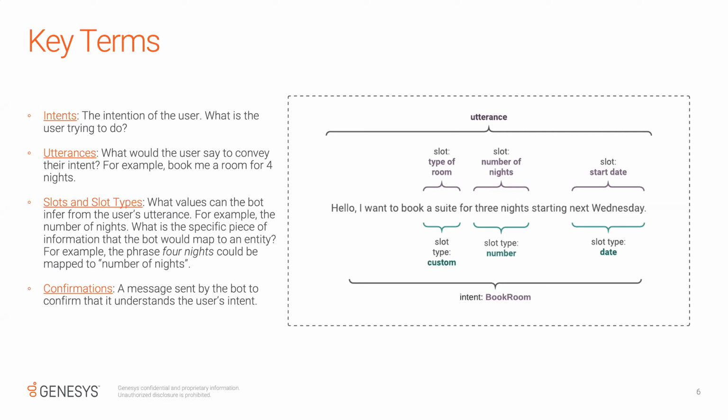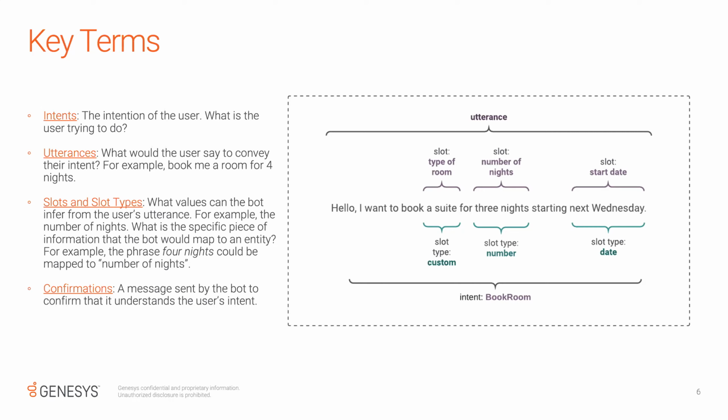So there are slots that need to be filled. There are certain things, almost like making a function call in a programming language. There are certain parameters needed to book a room. Those in bot terminology are slots, and we have to fill those slots with data in order to perform that intent. In this case, we have a couple of slots. We have a custom slot for the type of room. Genesys doesn't know what room types are available from hotel to hotel.